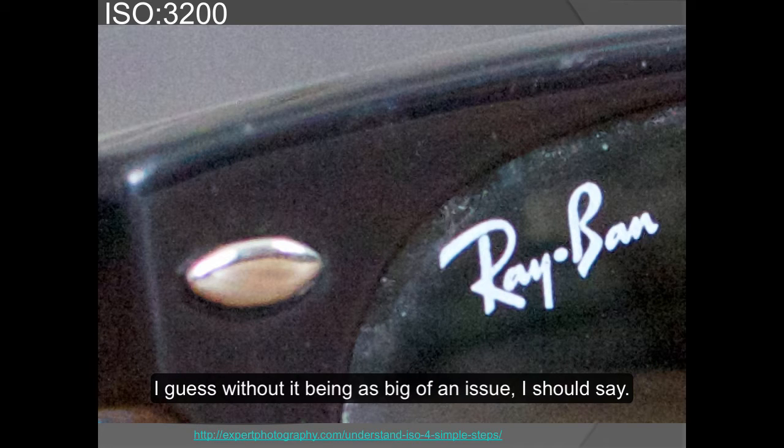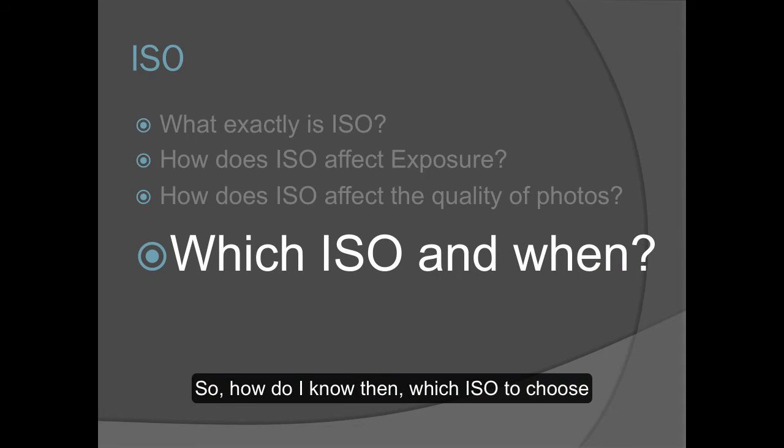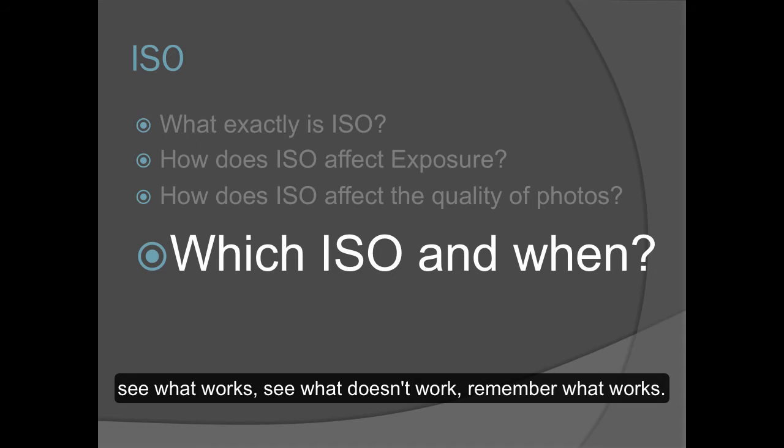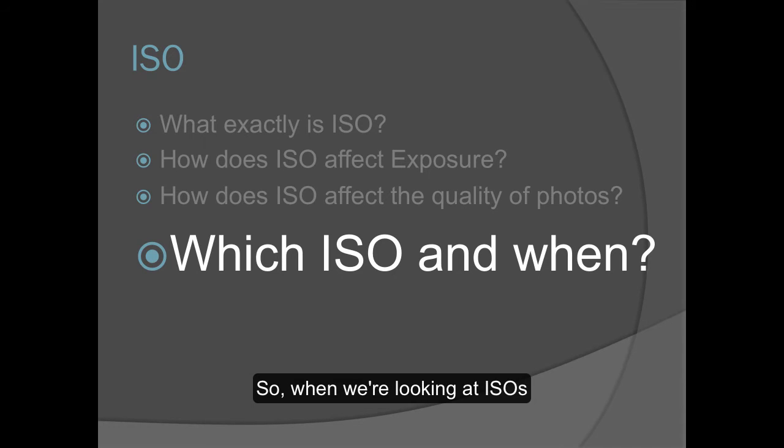So how do I know then which ISO to choose, and when should I choose that specific number? Again, it's a lot of trial and error, as is most all photography. See what works, see what doesn't work, remember what works. So when we're looking at ISOs, we said low number is better. We get the best detail, we get the best quality.